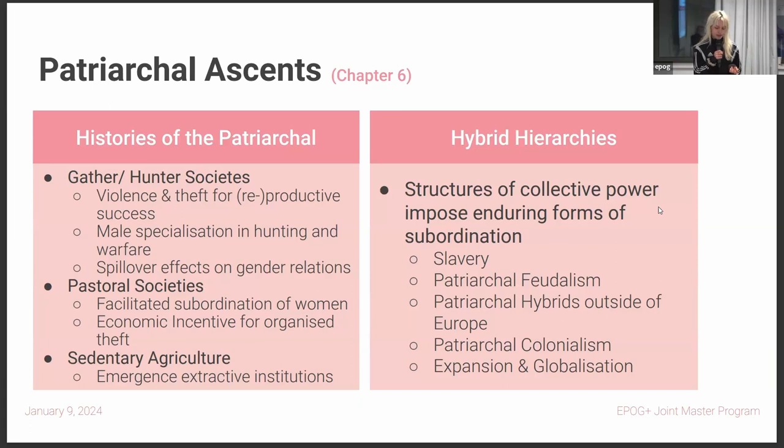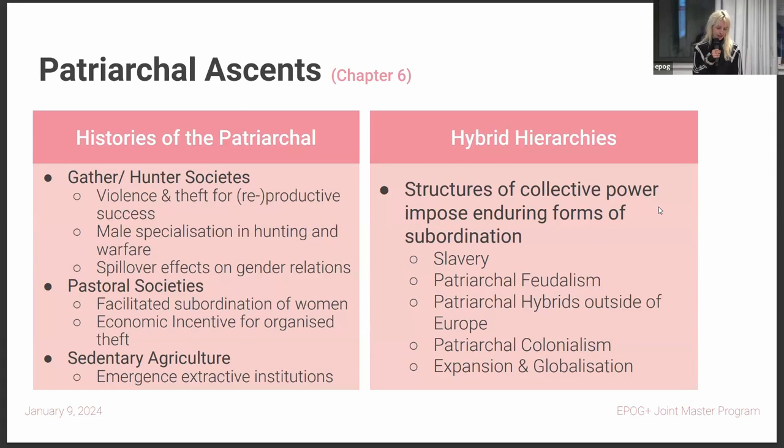And we also see that in pastoral economies, with privately owned domestic animals, the emergence of that could have facilitated the subordination of women, because there was a higher interest or concentration on private property and paternal investment. And then also with sedentary agriculture, we saw increased potentials for surplus, so greater wealth. And we saw the link of agriculture and the emergence of extractive institutions. So we saw that economic productivity and military success was influenced by the organization of reproduction.